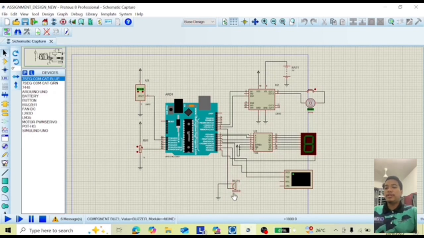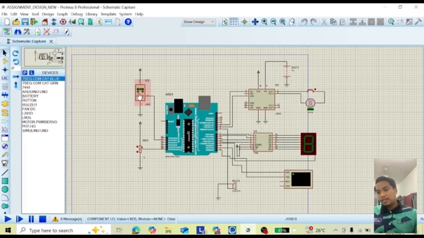So we have 3 inputs and 3 outputs. The inputs are 2 analog inputs and 1 digital input, which is a switch as a circuit breaker for the DC motor. Then the 3 outputs are 1 PWM, which will control the motor, then the 7-segment digital output and the buzzer digital output. So let's run the simulation.